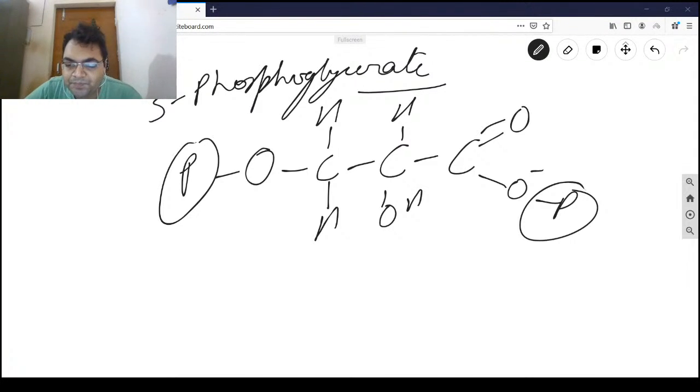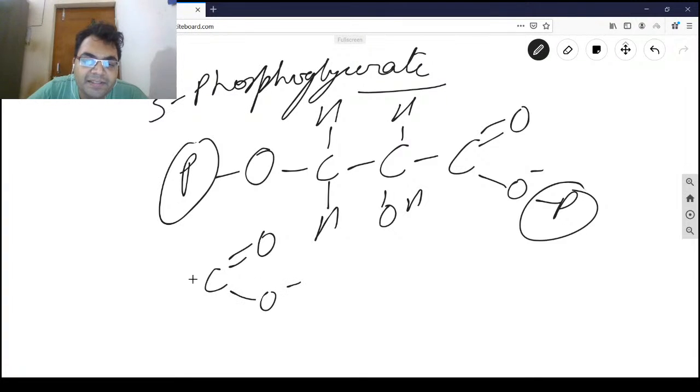I'll show it to you. What do I mean by this? What I mean is, you will get the molecule COO minus, okay. Now, here is the second carbon, so CH.